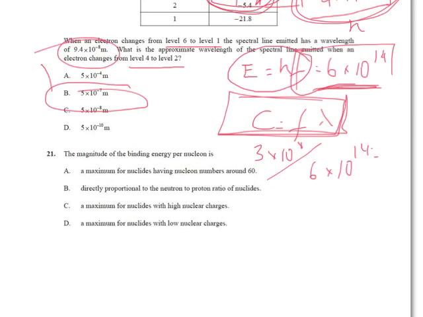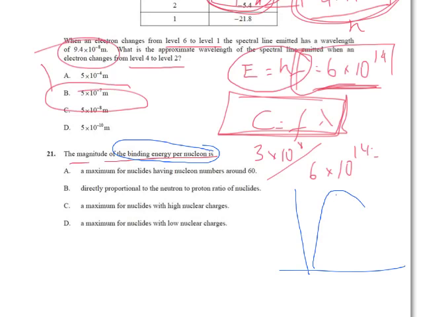Right, the next question. The magnitude of the binding energy per nucleon is, well, we have to look at each of these sentences individually to see which one's correct. If we think about the magnitude of the binding energy per nucleon, it's best represented on a graph, a binding energy per nucleon graph, which peaks, if you remember, at iron. I should just write Fe, it's easier. Now, is it a maximum for nuclides having a nuclear number around 60? Well, that's true, because we are talking about iron, Fe.